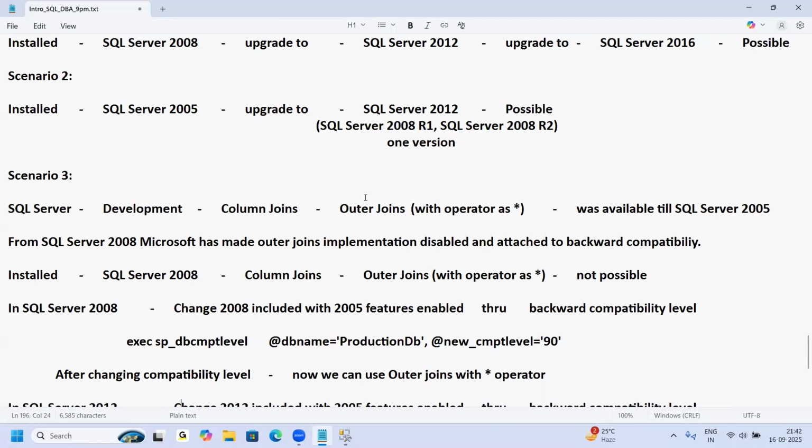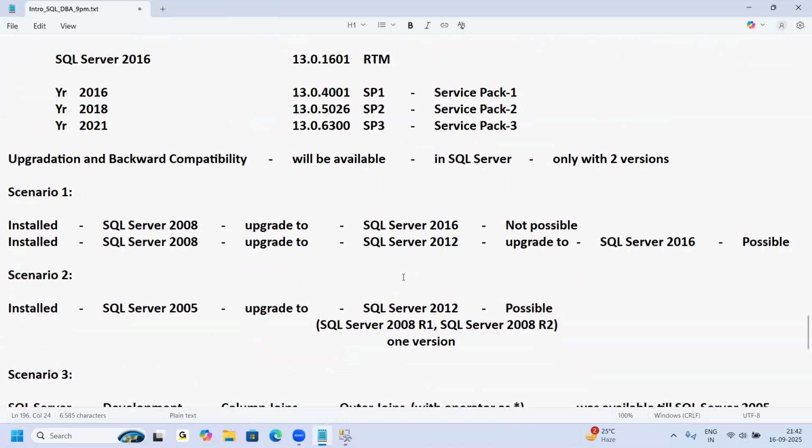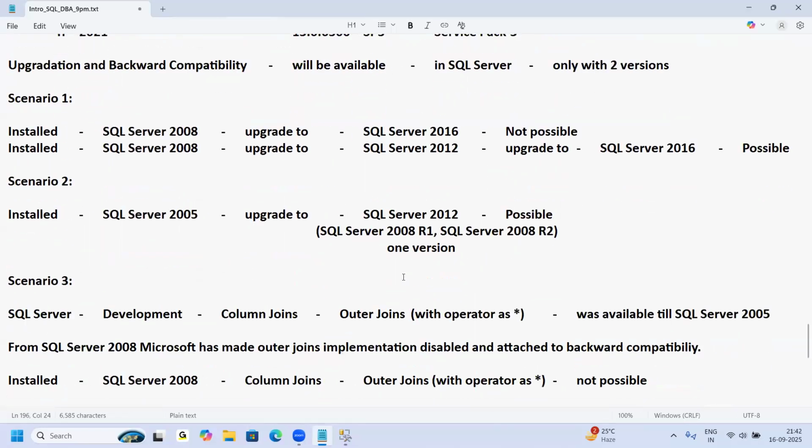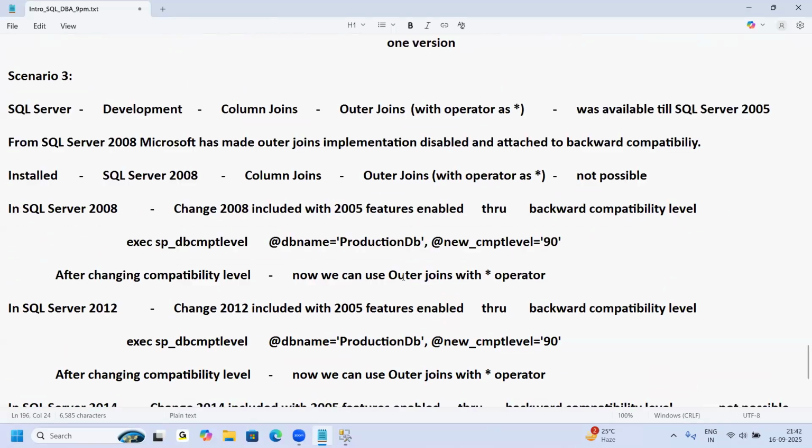Do you have anything to ask me on this part? Go ahead. If not, I'll go to my next topic. Any query you have? So, sir, what is the latest SQL version, the release?